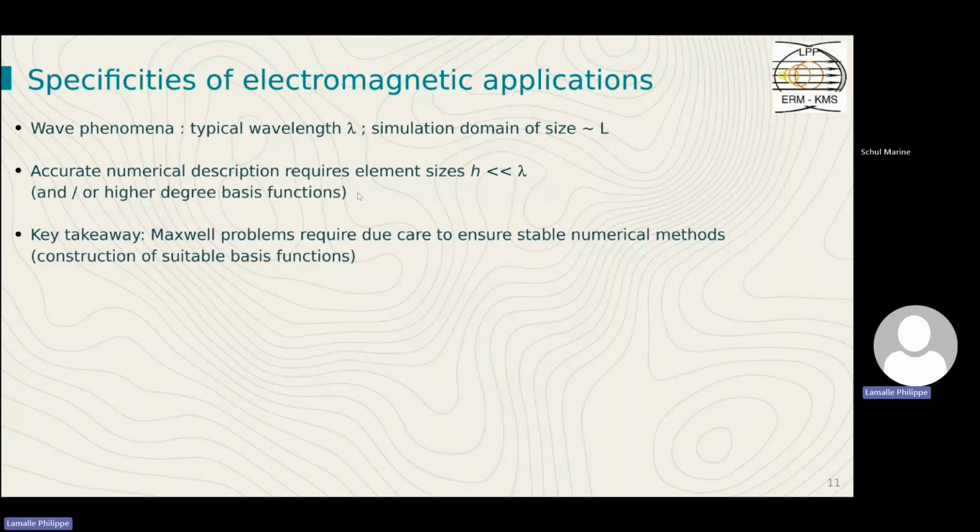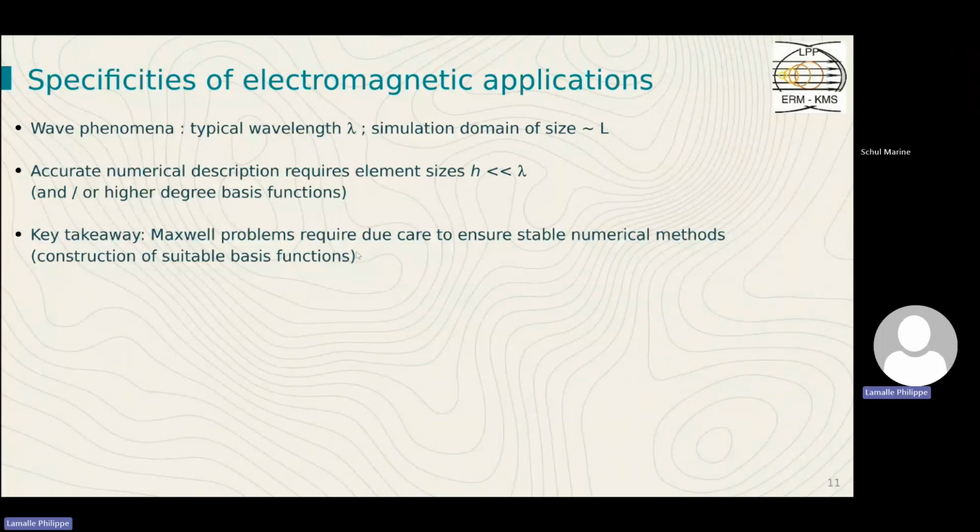And an important thing, of course, in practical problems is the number of wavelengths that you get on your simulation domain, because if you have many wavelengths, you will have a very large number of finite elements and then a very large problem to solve.